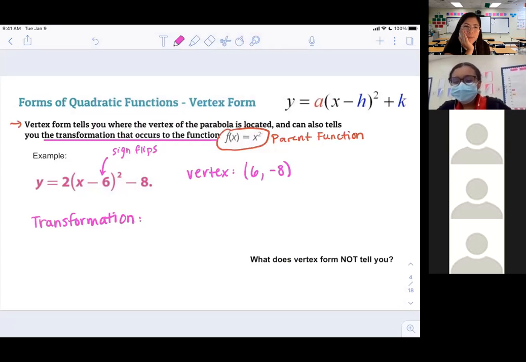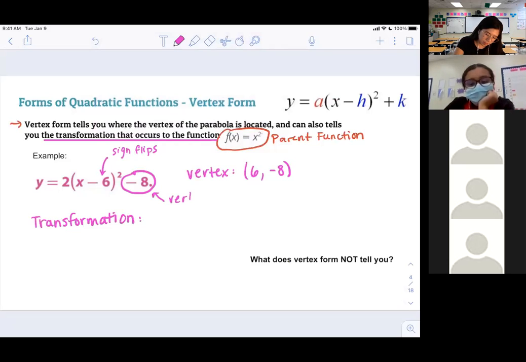What's going on here? Up, down, left, right. How many units? I want to say down, but I'm probably wrong. You're correct. Down. Wait, what? 8? Yeah, you got it. Nice job. This negative 8 is my vertical shift. So I know that it goes down 8 units.